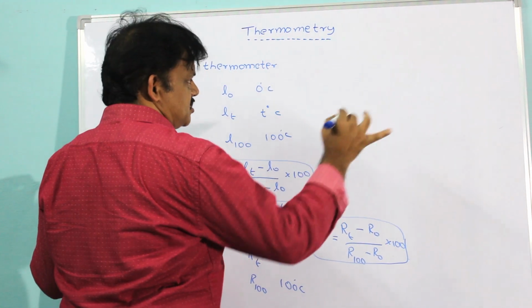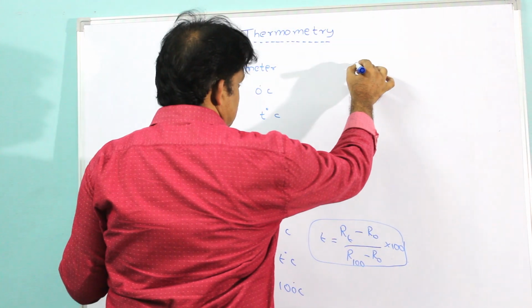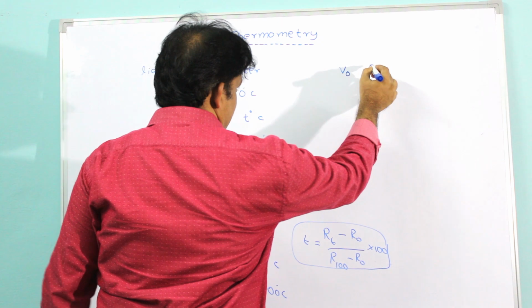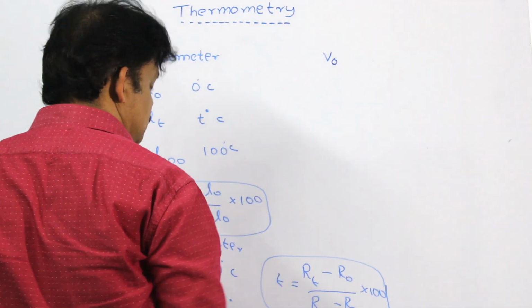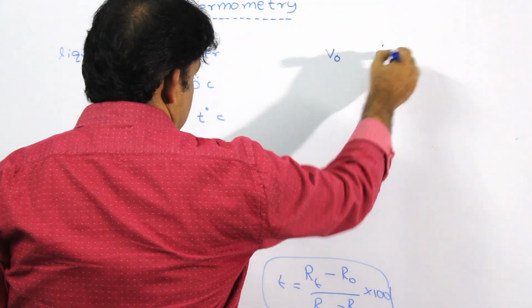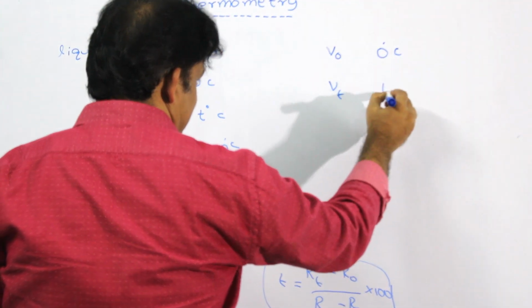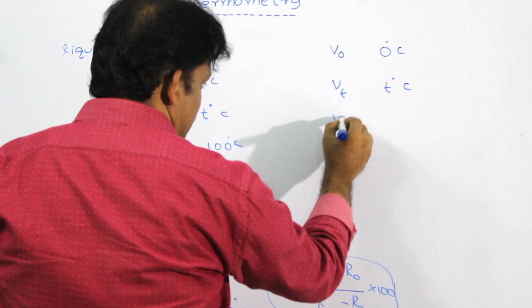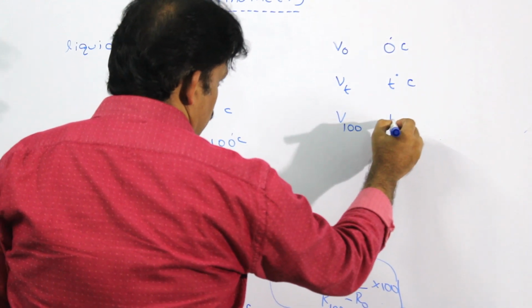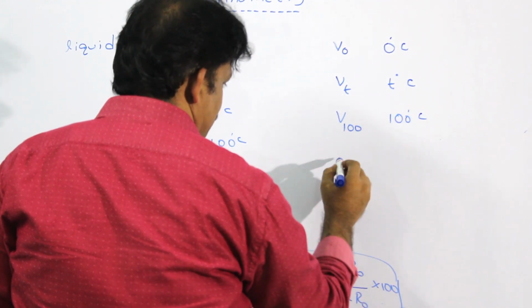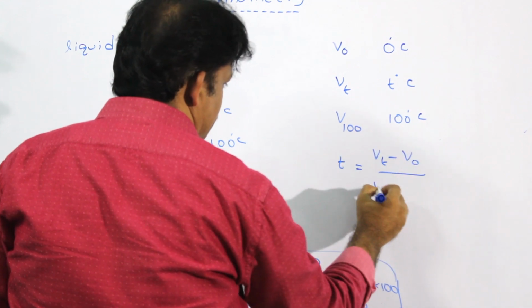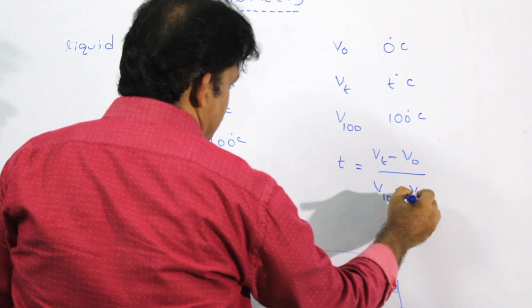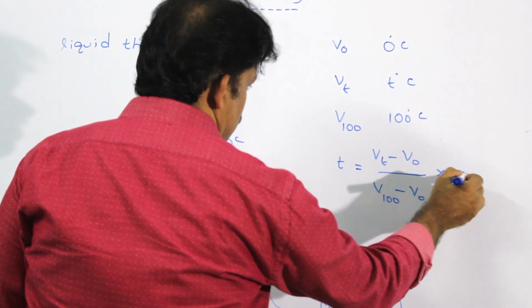So, in a constant pressure gas thermometer, volume changes with temperature. Let V naught be the volume of a gas at temperature 0 degree Celsius, Vt be the volume of the gas at temperature T degree Celsius, and V100 be the volume of the gas at 100 degree Celsius. Then the temperature expression is (Vt minus V naught) by (V100 minus V naught) into 100.